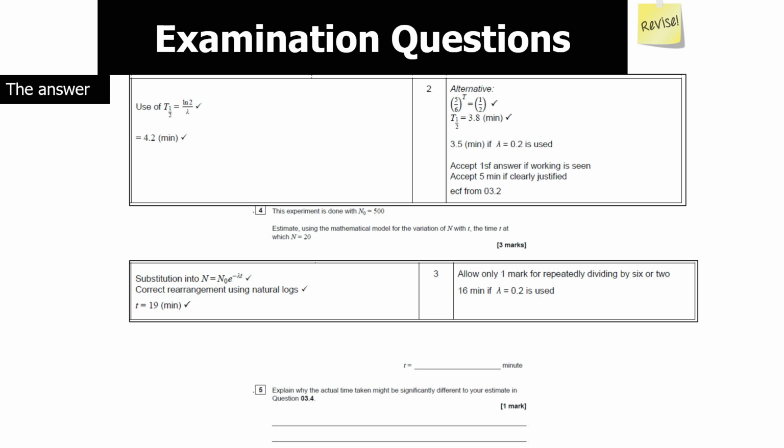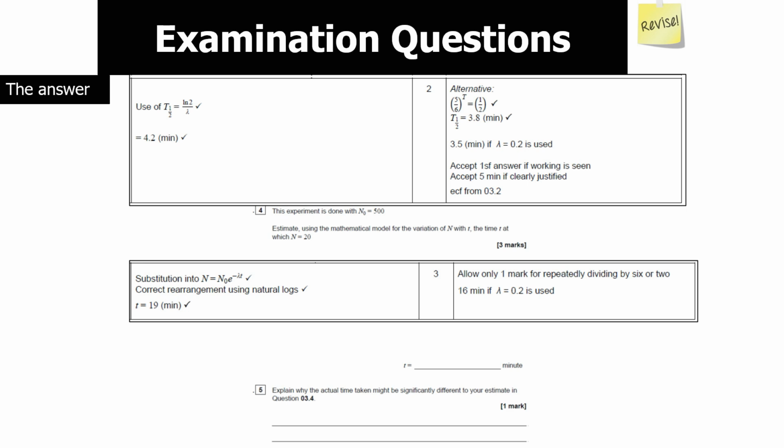We know what n is and we know what n0 is, because n is 20 from the question and n0 is 500, so you can work it all through. Remember that we got our decay constant lambda in terms of minutes, or minutes to the minus 1, so if you keep it in that value, we'll get our answer in time in minutes. So you work it all through and we get 19 minutes.